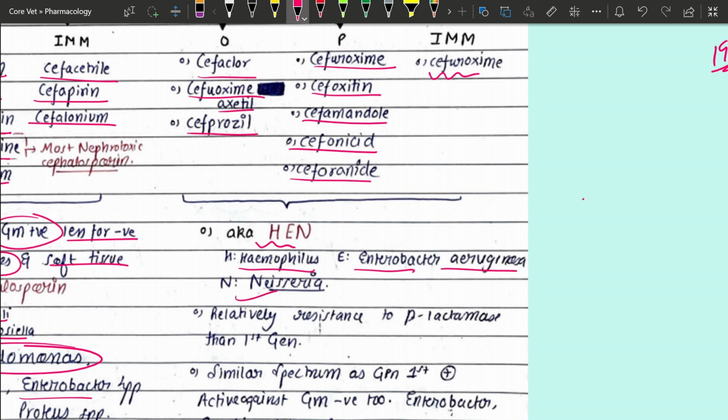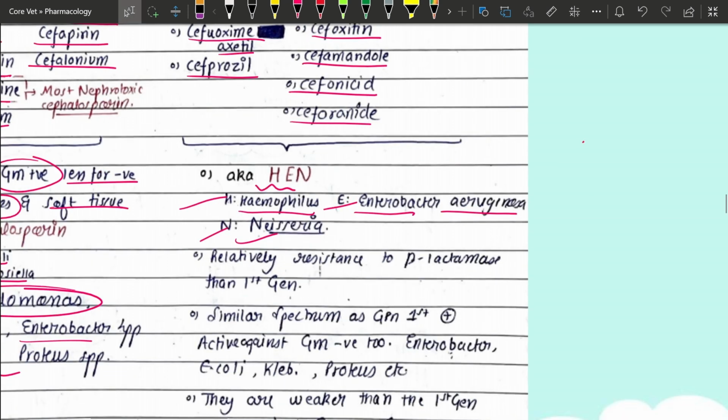Likewise, the first generation was known as the PEC due to its activity towards Proteus, E. coli, and Klebsiella. Similarly, the second generation is known as the HEN cephalosporin, because they are active towards what? Haemophilus, Enterobacter, and Neisseria, right? They are relatively resistant towards the beta-lactamase enzyme as compared to the first generation.